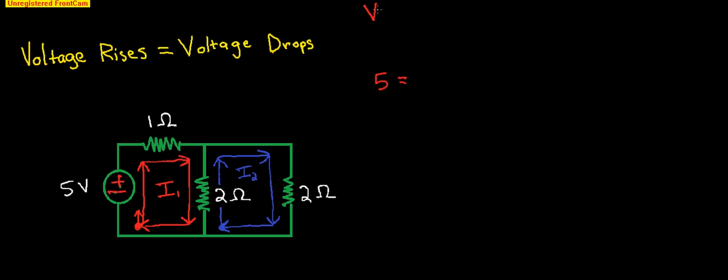Due to the magical equation V equals IR, we can say that the voltage of this resistor will be I1 times 1. Current times resistance gives us voltage. And then the second resistor. So we have another voltage drop, so that will be plus.